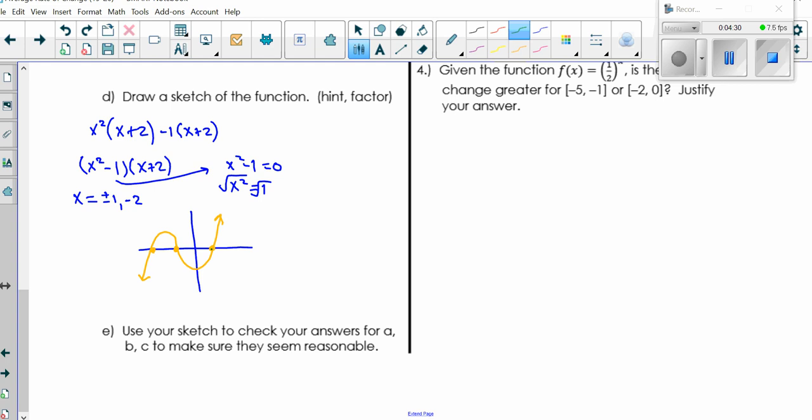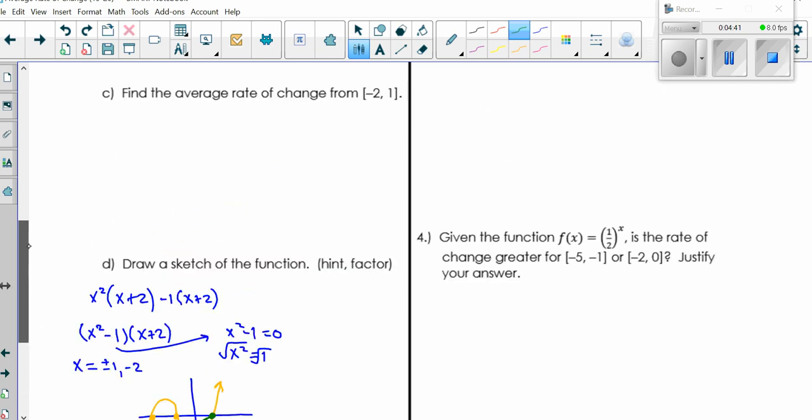So let's see. This is 1 right here. Negative 3 would be somewhere over here, so it'd be all the way down here. So that should give me a positive answer. So you should have a positive answer for A.